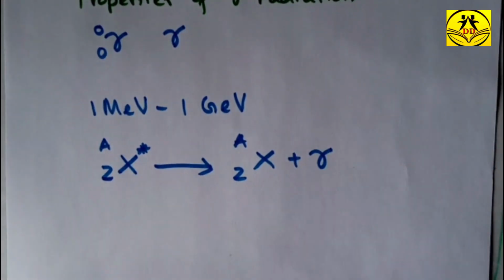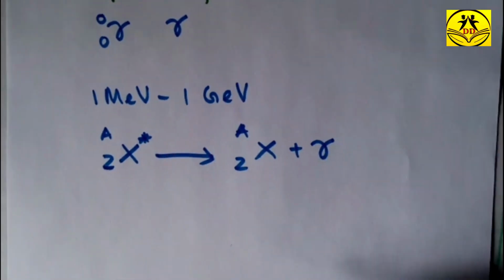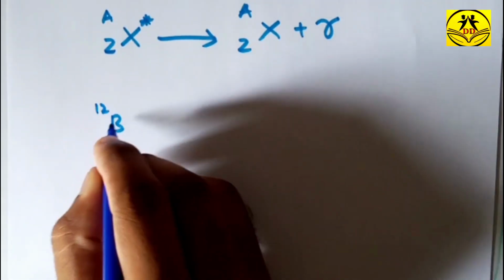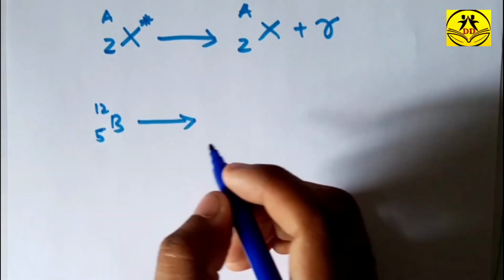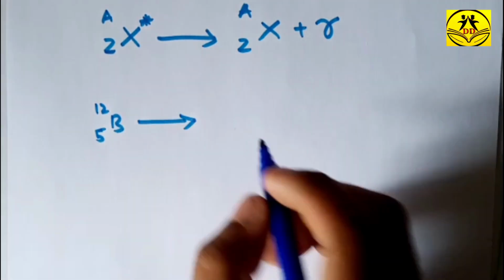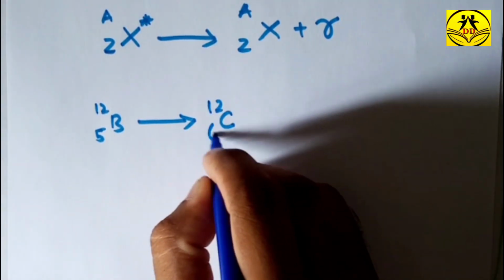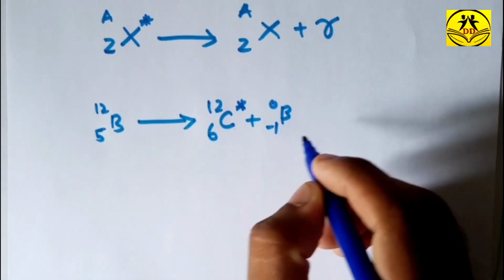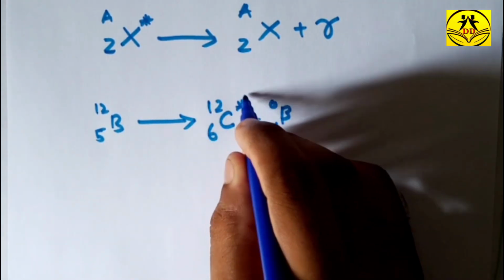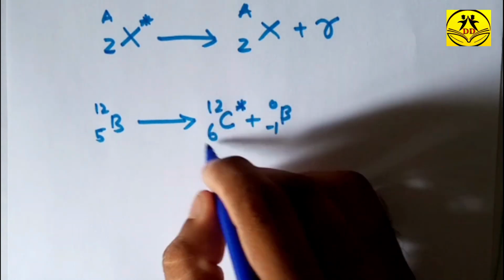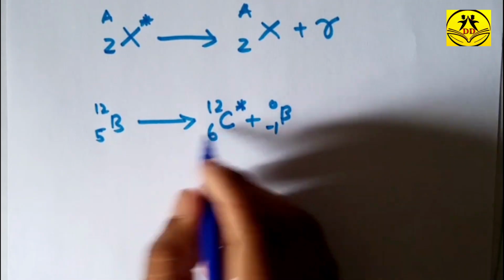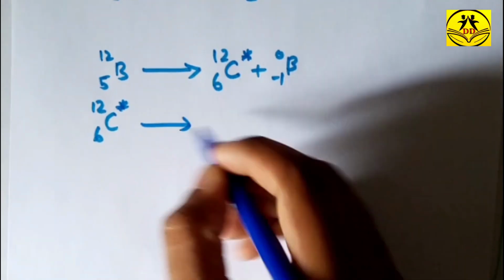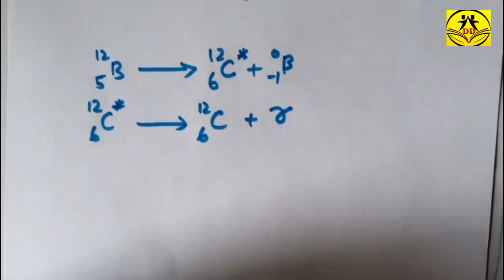As an example for gamma radiation, we can write boron-12 (5) will give carbon-12 (6) and a beta particle. So the carbon-12 nucleus will be excited here. Secondly, it will come to the ground state by releasing gamma radiation.